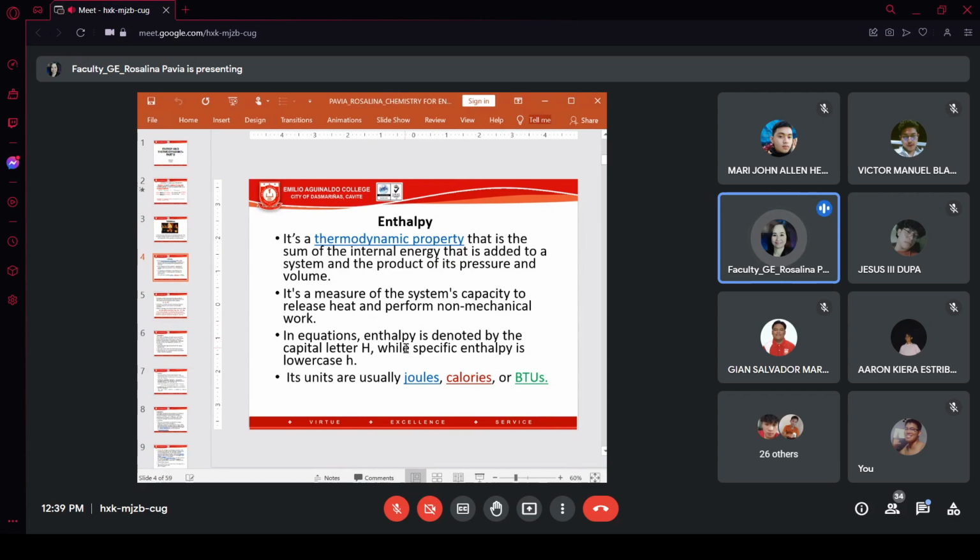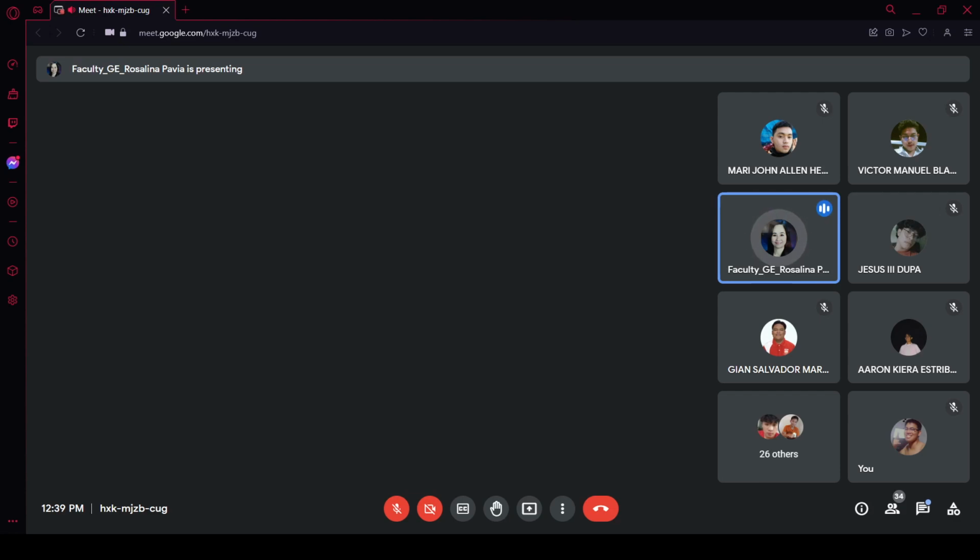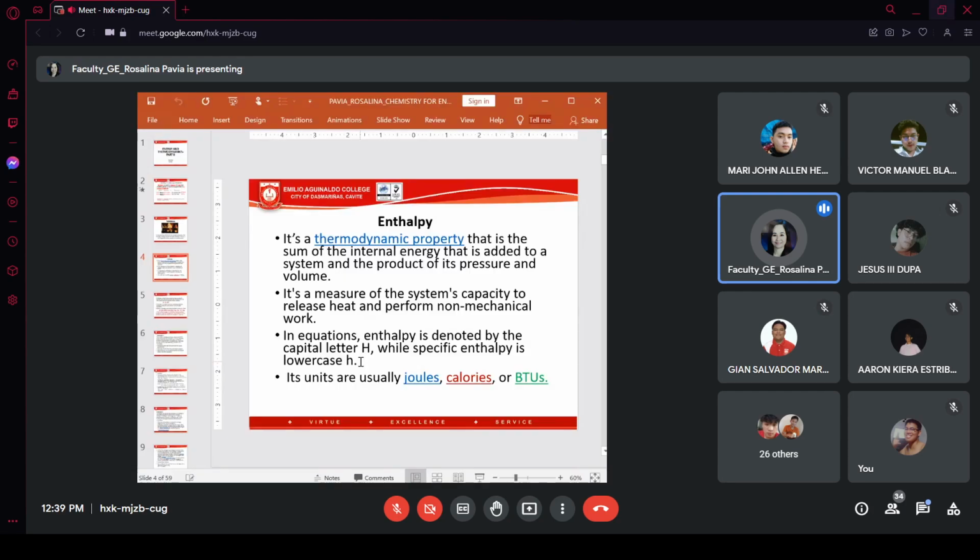In equations, enthalpy is denoted by the capital letter H, while a specific enthalpy is lowercase h. But what we will be dealing with is the capital letter H. Okay? Now, the units of enthalpy are joules, calories, or BTUs. It can also be kilojoule per mole.